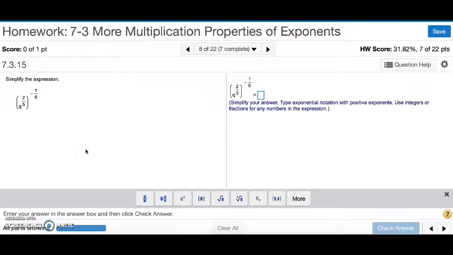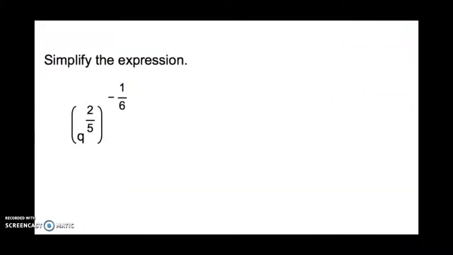Okay, number 8. We are again raising this variable with the exponent to an exponent. So let's take a closer look and see what we have to do. When we raise a variable with the exponent to an exponent, you multiply the exponents together. So 2 over 5 times negative 1 over 6 will be negative 2 over 30. You multiply across.